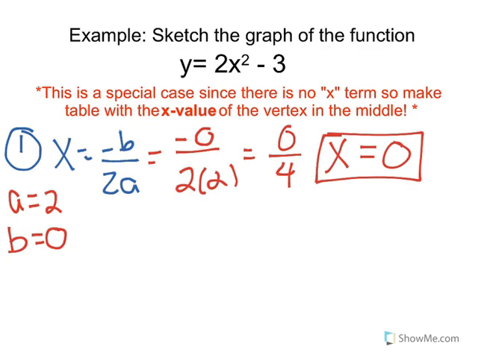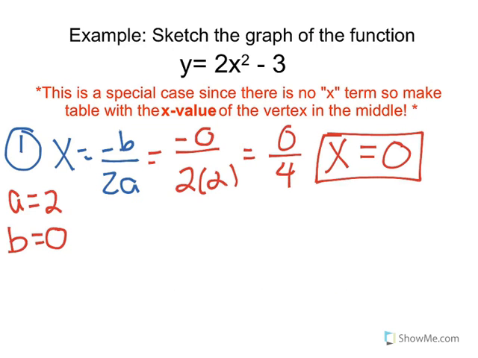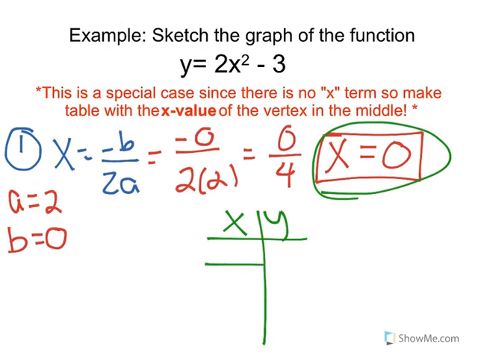So now let's go to our graph and plot that. So our axis of symmetry is just going to be right here, right where the y-axis is. So now let's go back. So since this is a special case, all we're going to do is make a table. And that should be your go-to in case you ever get stuck. But you always want to do this first step because that x value is going to go in the middle of your table.